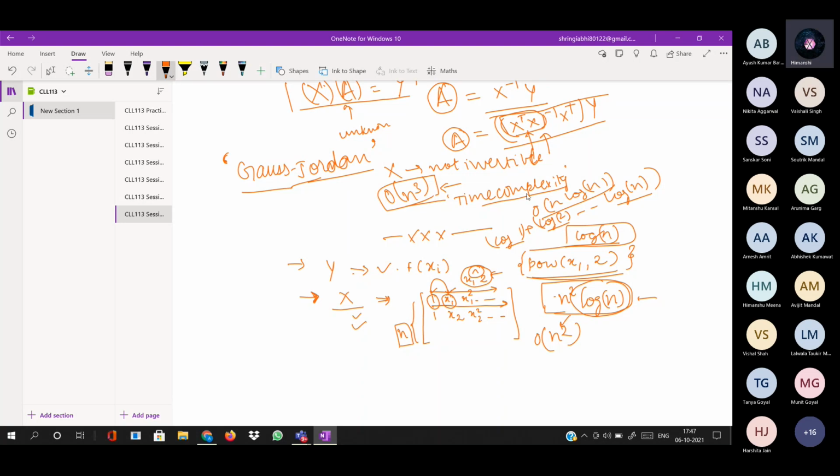So once you make x, once you make y, then you can make the multiplication function also. Then you can make the inverse function also. The inverse function will have Gauss Jordan working inside it.